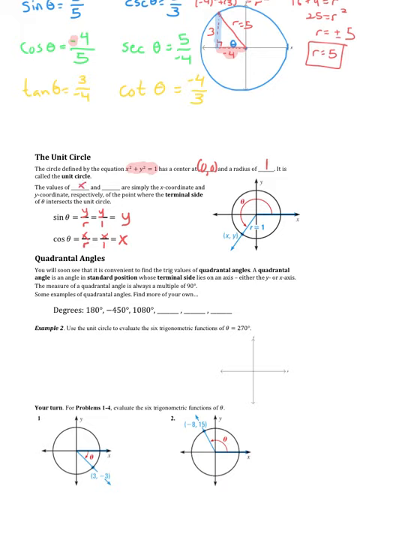So the values of x and y are simply the x coordinate and the y coordinate respectively of the point where the terminal side of theta intersects the unit circle. That's what this whole sentence means here. Basically, if I give you a radius of 1 on a circle, then you always know your sine is going to be just the y value of the point, and your cosine is going to be just the x value of the point.